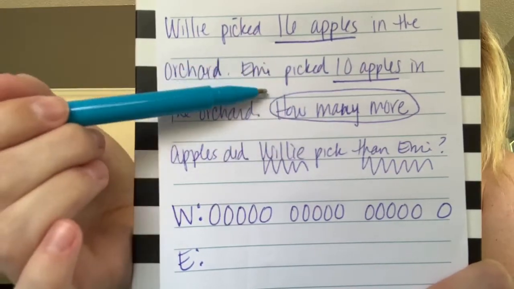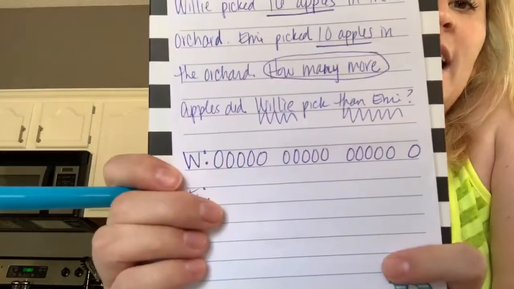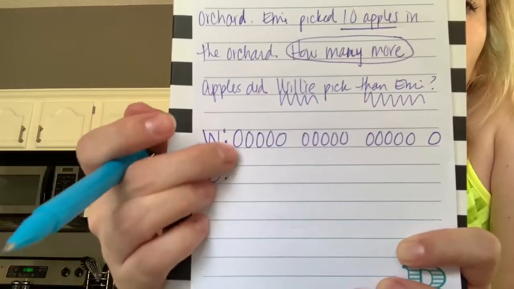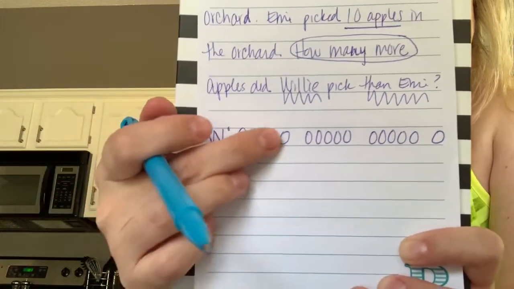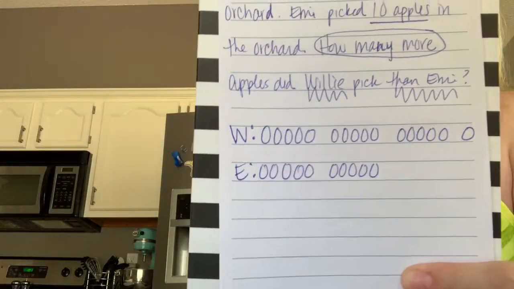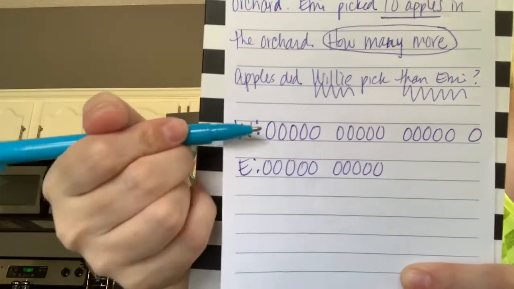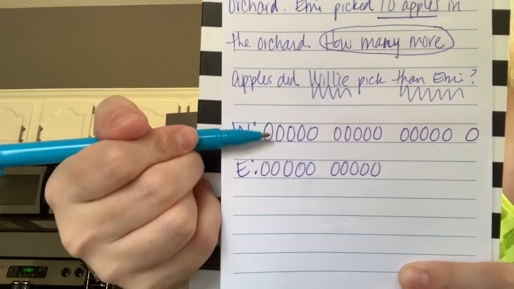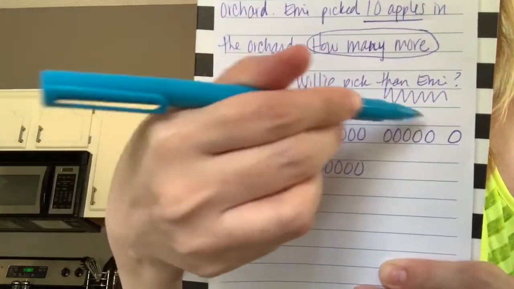Emmy picked 10. Let's draw 10 now. Remember, when we draw our 10, we need to draw it directly underneath to make sure we're able to match them. 1, 2, 3, 4, 5, 6, 7, 8, 9, 10. Okay. So we know 16 is bigger than 10. Willie had more. How much more?